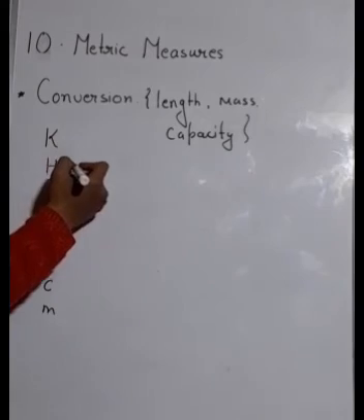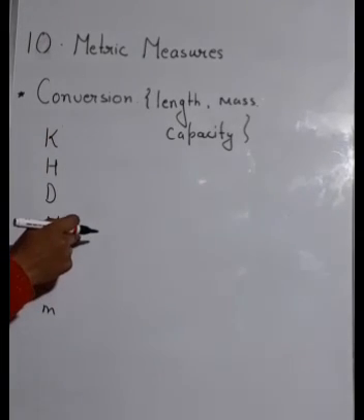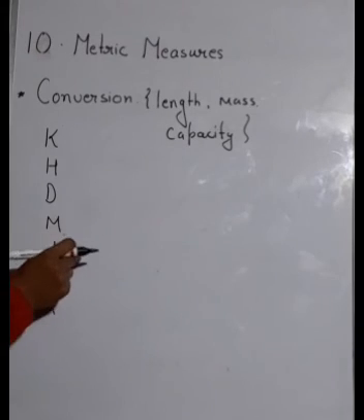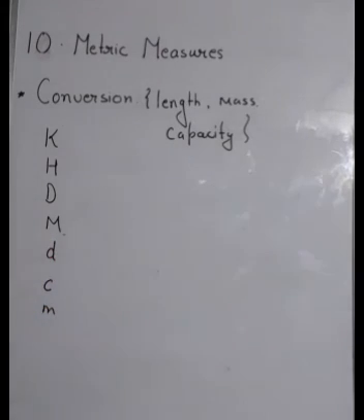So if you are going downward, then you have to do multiplication. Okay, and if you are going upward, then you have to do division. Clear? So students, this is all for today.